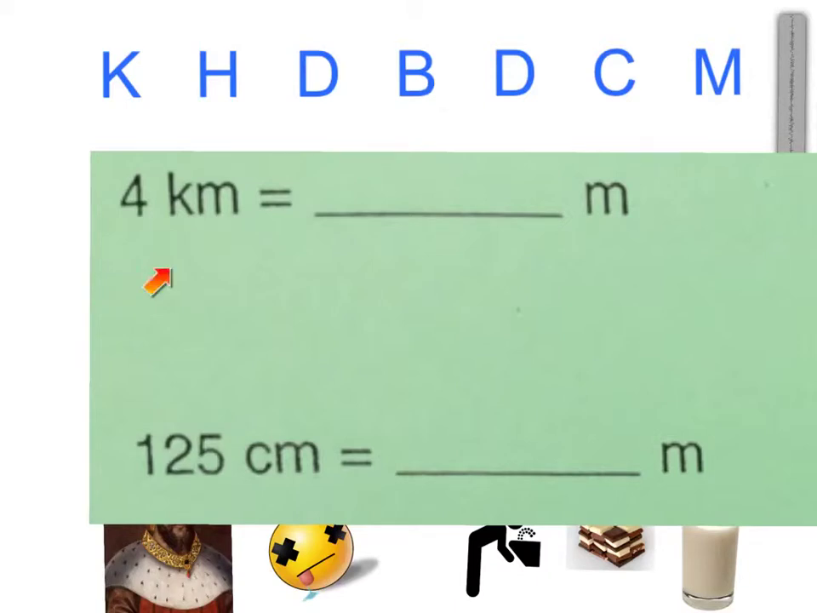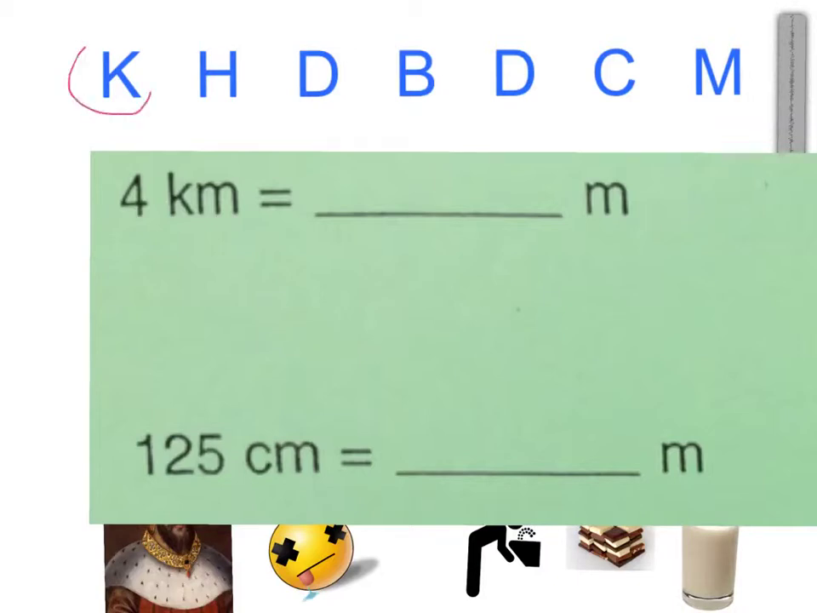So, in this example, we're working with 4 kilometers, and we want to find out how many meters that equals. Remember, this is not millimeters, this is our base unit of meters. So, we want to convert from kilometers into meters. There's an easy way to do this since the metric system is based in 10.